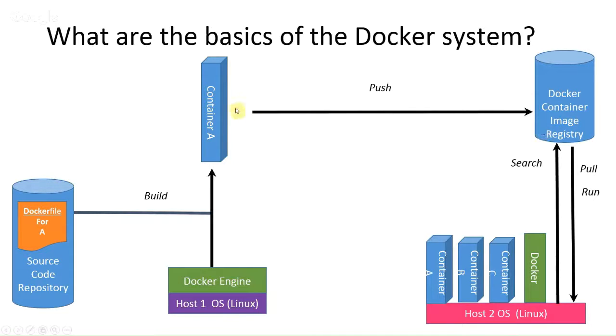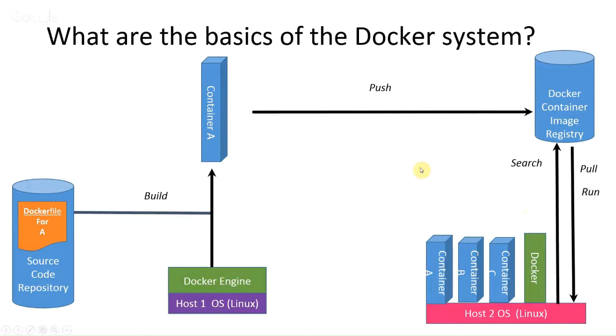Then there is a command in Docker to push an image to a Docker repository. A Docker repository is the same as GitHub or source control repositories, where it will store your image when you push it. Then on another machine, you can pull that image, then run it, and you can search for the images in the registry.